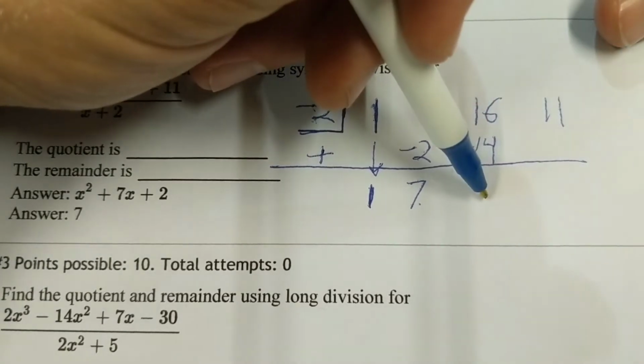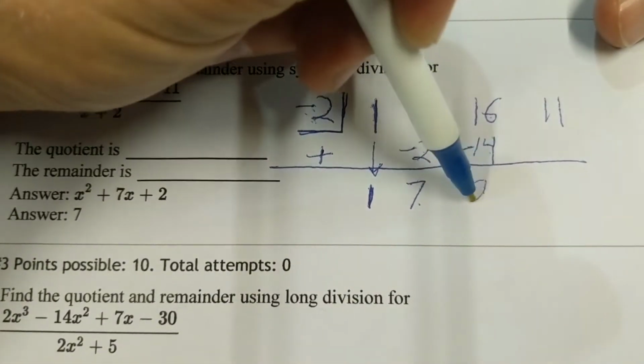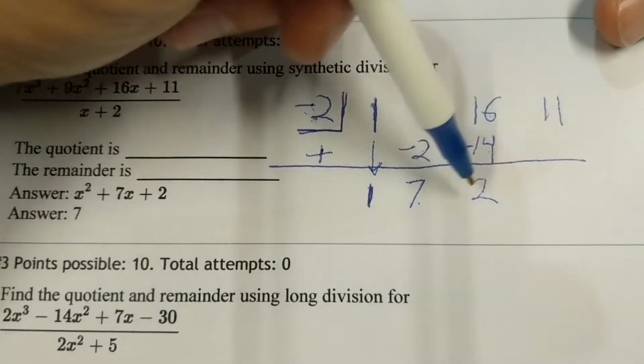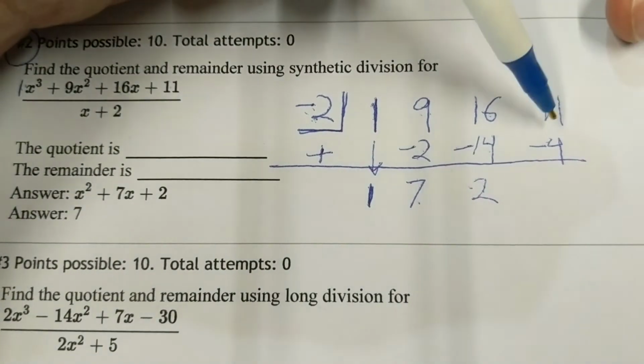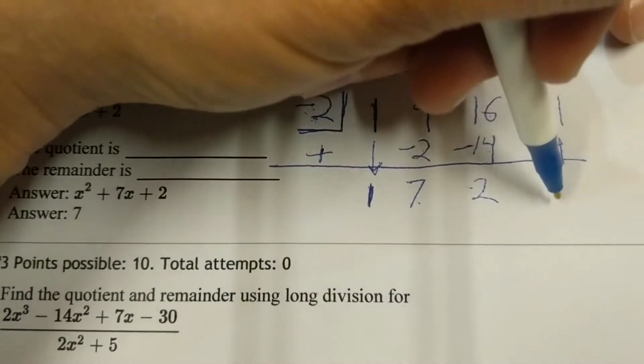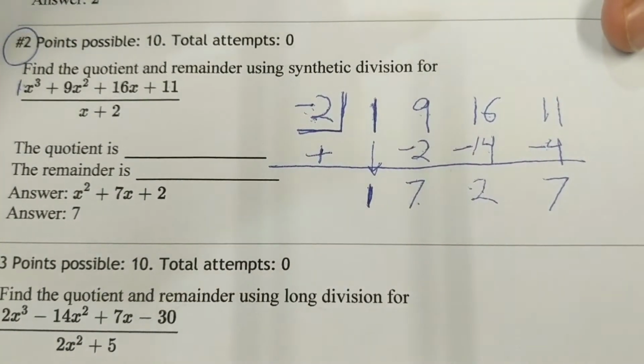Let's add that down, and then that will times with negative 2. So 16 and negative 14 is 2, I guess. Then negative 2 times 2 is negative 4. And then finally, 11 plus negative 4 is 7. Giddy up. Now we have to interpret that answer, of course.